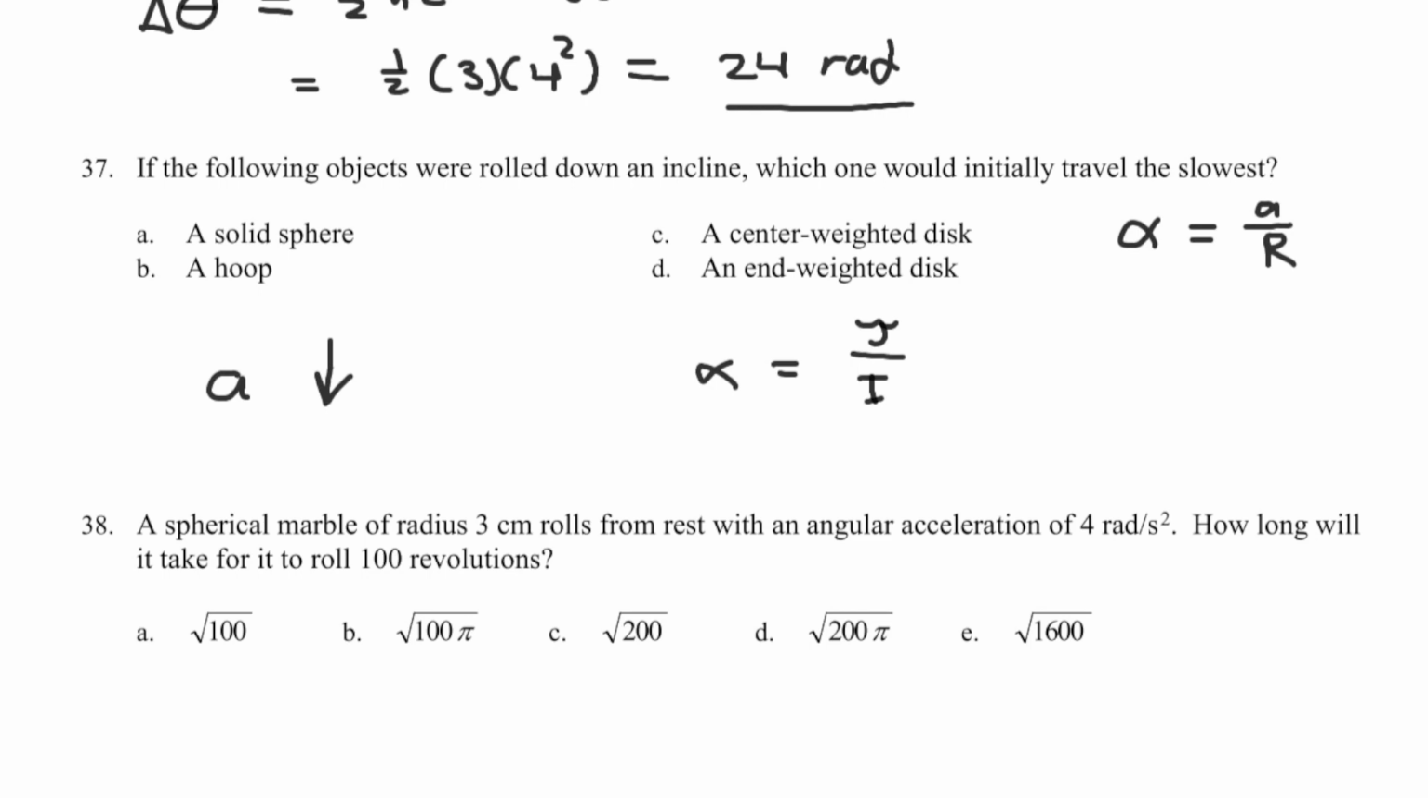Well, it's not the solid sphere. Solid sphere has sort of the best moment of inertia. Center weighted disk, nope. And then end weighted disk or a hoop. Well, it's going to be the hoop because the hoop has literally all of its mass as far away from the rotation center as possible. The hoop always loses these race contests. But similarly, the hoop wins the how far can it go up the ramp contest, but it does lose the race down.